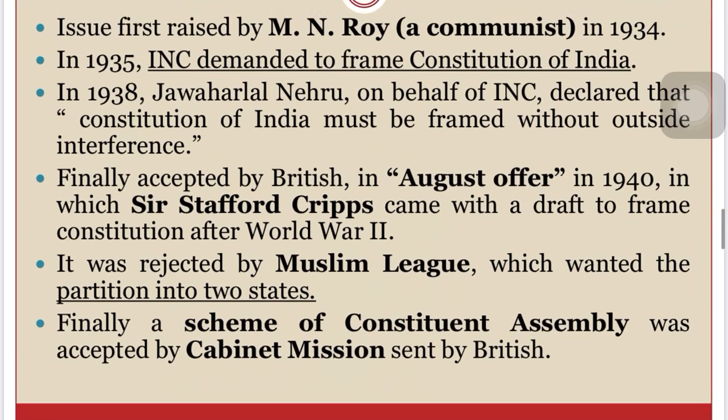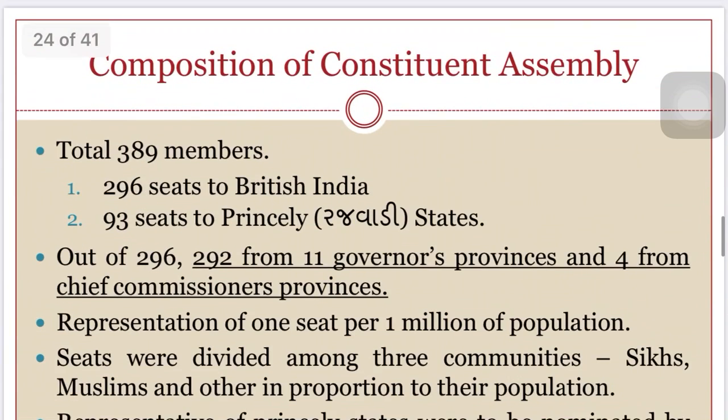It was rejected by the Muslim League. I told you the Muslim League always opposed these things. It was rejected by the Muslim League, which wanted the partition into two states. Finally, the scheme of the Constituent Assembly was accepted, proposed by the Cabinet Mission sent by the British.